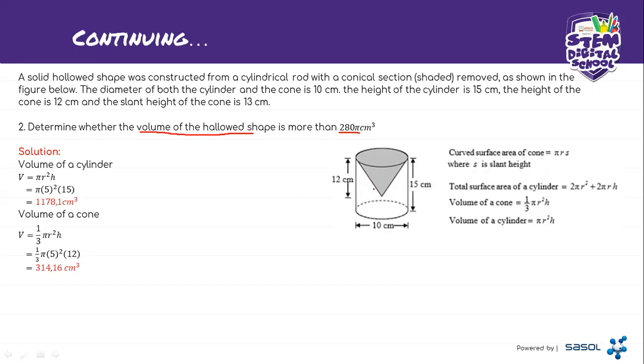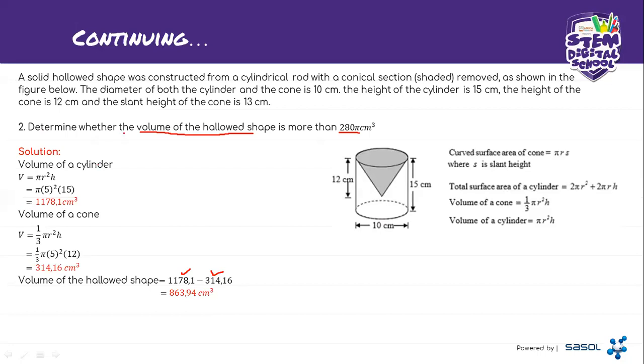Now, because we want to calculate the volume of the hollowed shape, which is this empty space there, we are going to say the volume of the hollowed shape is equal to the volume of the cylinder minus the volume of the cone. Then it's going to give us 863.94 centimeter cubed.